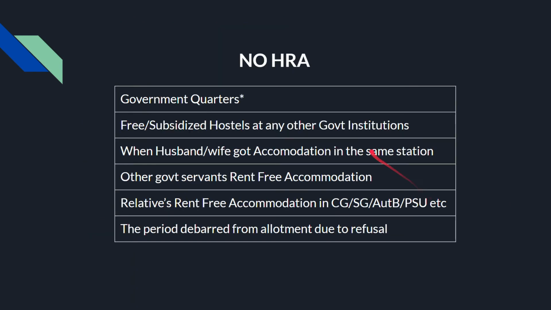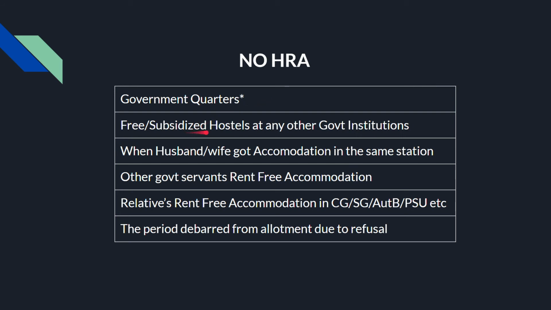Okay, in some cases, no HRA. HRA will not be provided in the following cases. Okay, government quarters. The employee is getting government quarters. Then why again does he need HRA? The government itself is giving a place to stay, so he is not eligible for HRA.